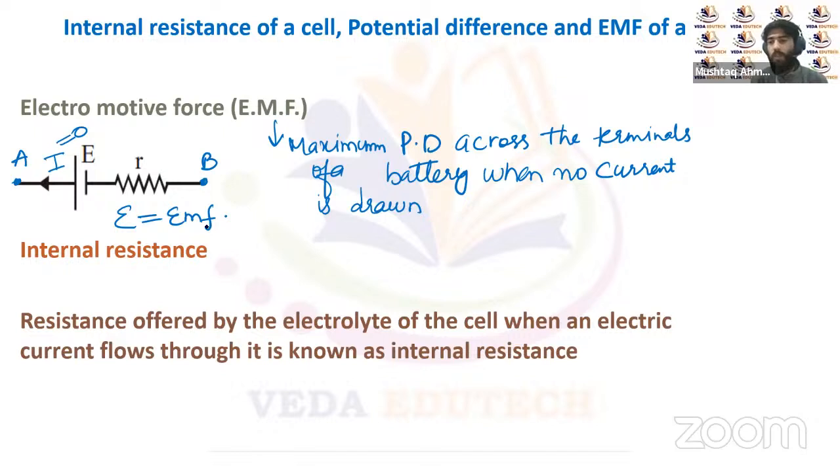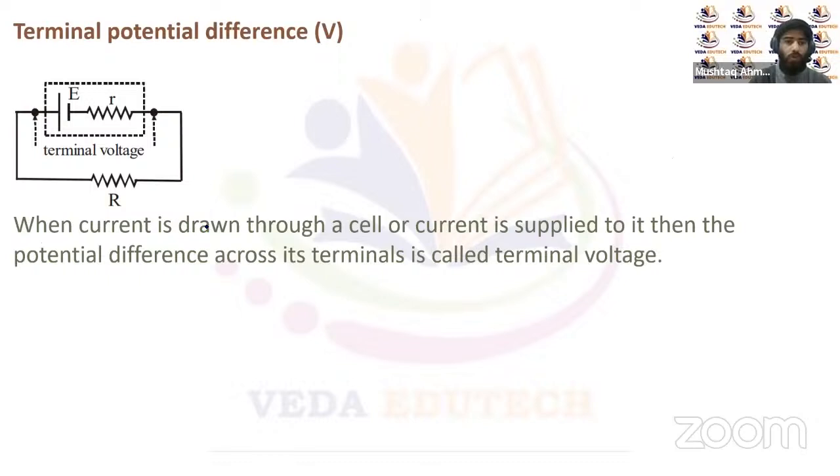So then we'll be taking the internal resistance of a battery into consideration as well, right? So let's move on to the next concept. That's about the terminal potential difference, right? Now the question is that we define the EMF of a battery, or the electromotive force of a battery.